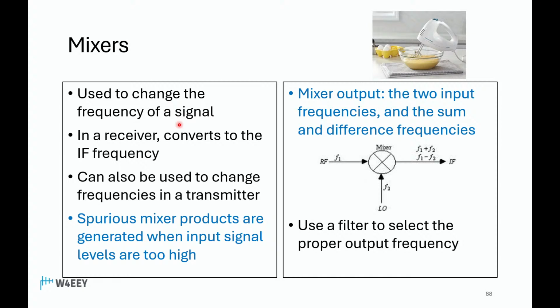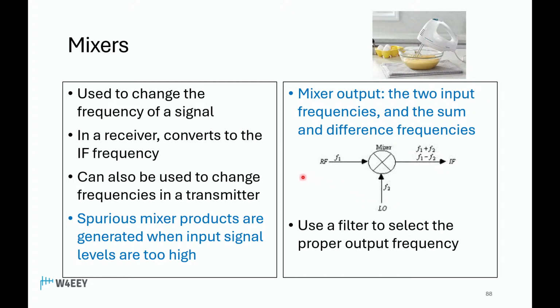So mixers are used to change the frequency of a signal in a receiver. Mixers are used to convert to the intermediate frequency. Can also be used to change frequencies in a transmitter. We'll definitely be seeing this next week. And spurious mixer products are generated when input signal levels are too high. Now, I know Gary was teaching us about mixer math in another, I think, the general class. So the mixer output is going to be the two input frequencies and the sum and difference frequencies. So those are the ones that we're interested in.